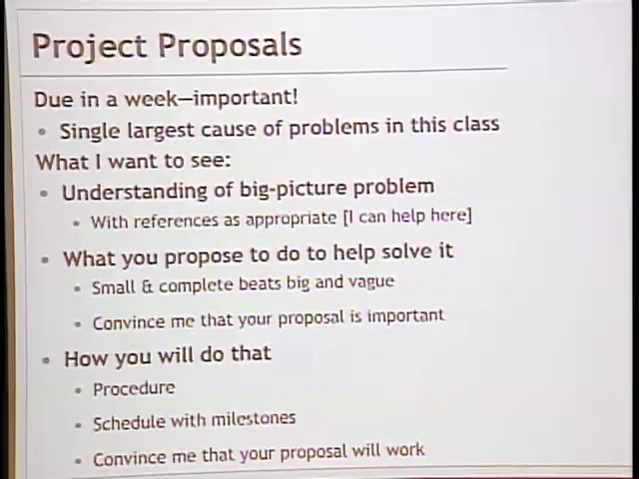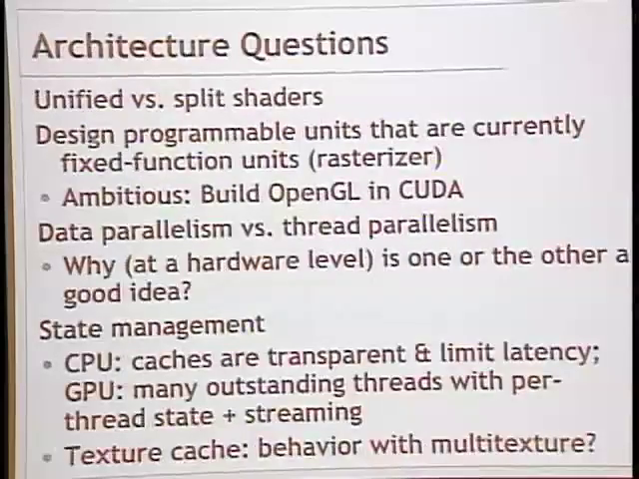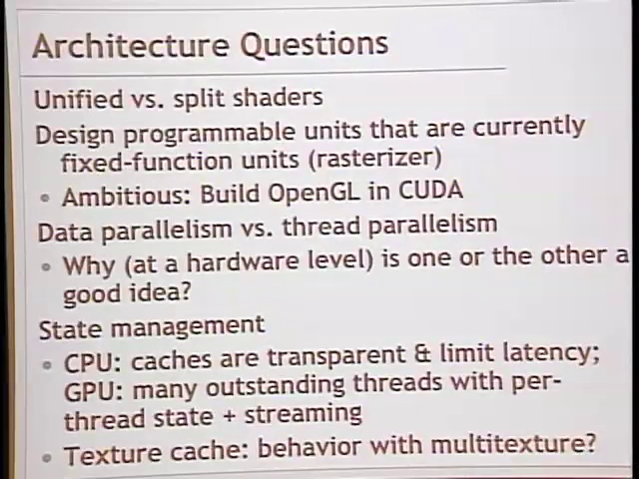Some of the architecture questions that have come up in this class, just a little bit. Some of you did your homework assignment with unified shaders, if you have a G80 class processor or better. Some of you did it with split shaders. We sort of talked about different pros and cons of unified versus split. Can we quantify that? Can we turn that into a project? Which one's better and why?